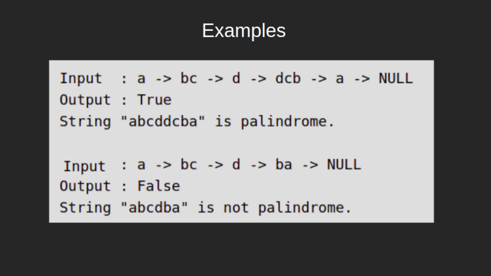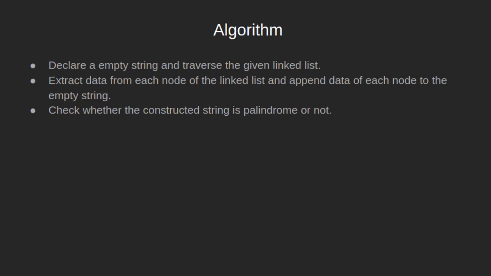In the second example, we are given a linked list A, BC, D, BA, null. The string formed from the linked list data is A, B, C, D, B, A, which is not palindromic, so the output will be false. Let's see the algorithm for the problem.